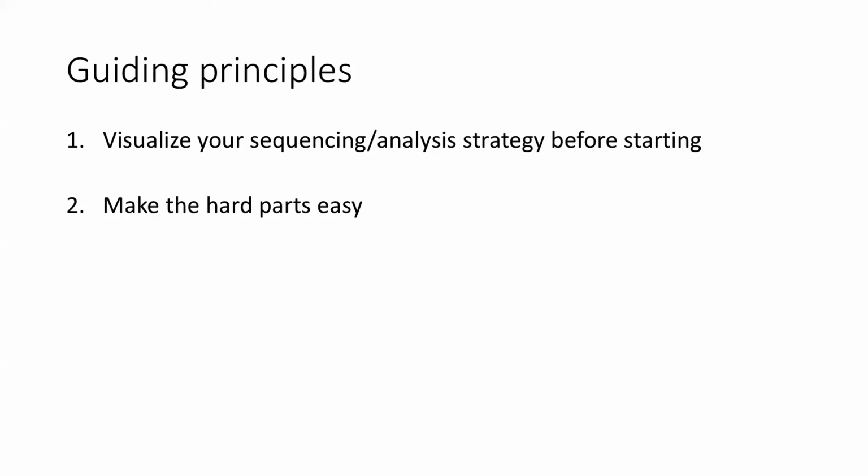Second, make the hard parts easy. Library construction is a hard enough step in its own right, so you don't necessarily need to do all the construction in the final vector where you're going to express your protein in some particular system. Do everything on an easy, high copy bacterial plasmid. And then once you've got the library constructed, you can port it into whatever expression system you happen to need.